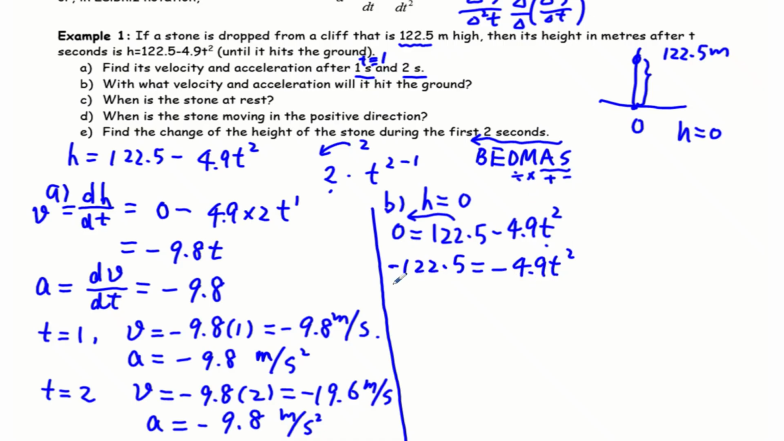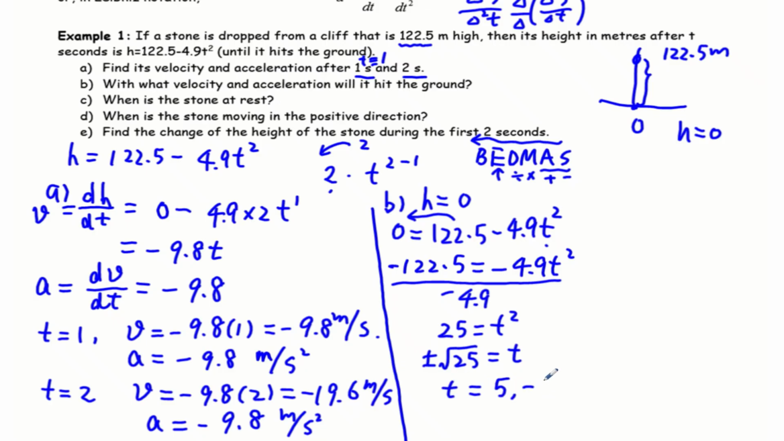We do the opposite operation to multiplication, which is division. Then after that, we have t squared equals 25. So this is exponent. We are going to do exponent. The opposite operation is square root. So you will have t equals 5 and also negative 5.